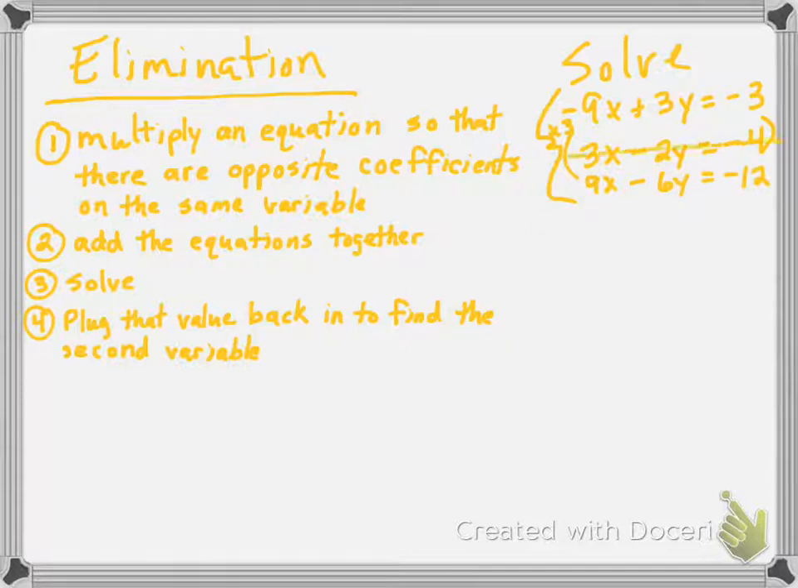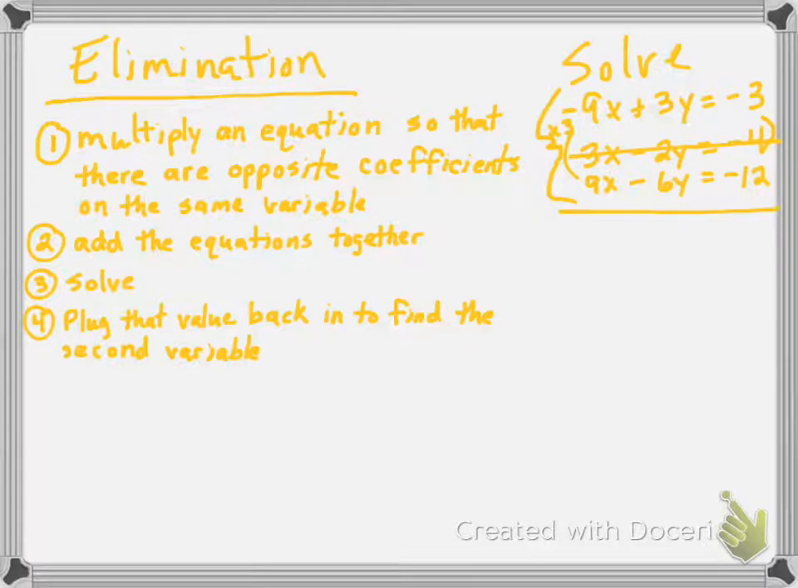Okay, now at this point, I don't need that other equation anymore, so I can kind of forget about it for a second. And I'm done with step 1, because I have a negative 9x and a positive 9x. Those are opposite coefficients on the same variable. So now I'm ready to eliminate. Okay, so step 2, add the equations together. So I'm just going to add straight down. Remember, you have to add the x's with the x's, the y's with the y's, and the constants with the constants.